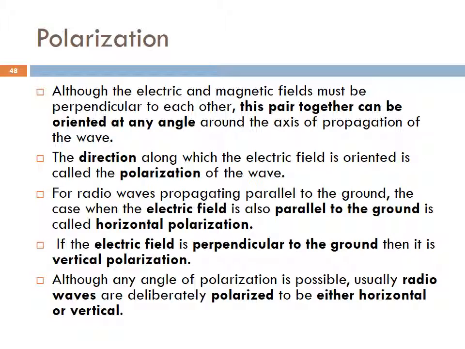The direction along which the electric field is oriented is called the polarization of the wave. For radio waves propagating parallel to the ground, the case when the electric field is also parallel to the ground is called horizontal polarization. If the electric field is perpendicular to the ground, then it is vertical polarization. Although any angle of polarization is possible, usually radio waves are delivered polarized to be either horizontal or vertical.